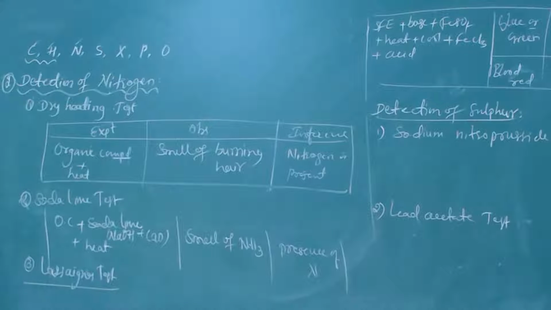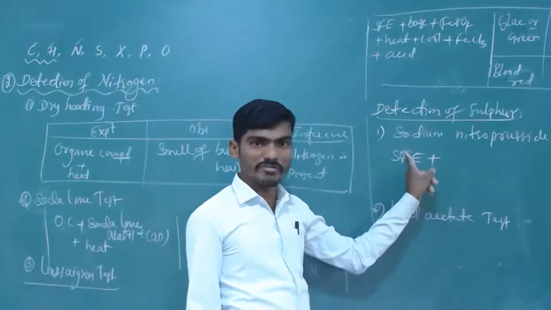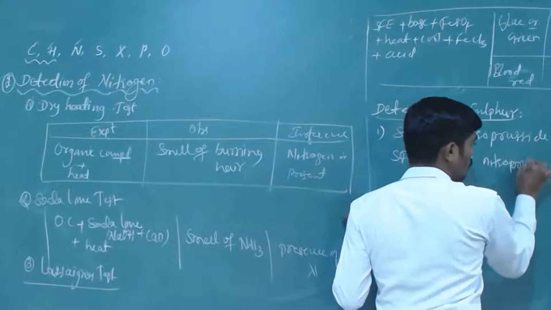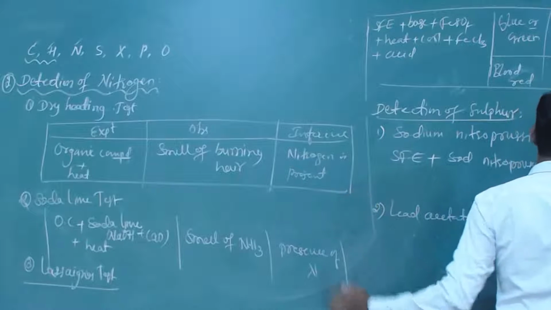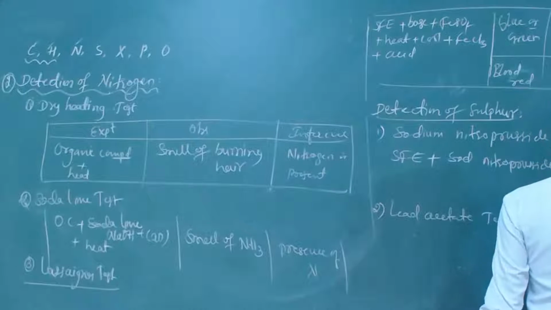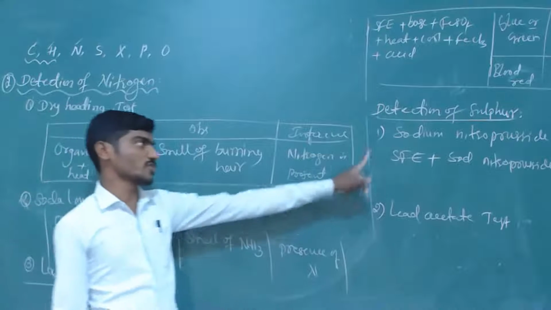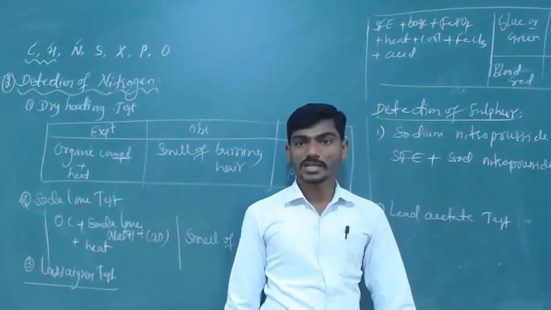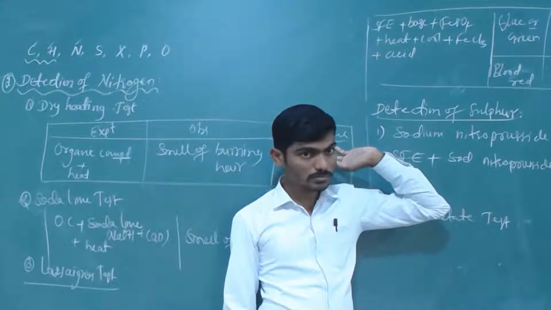Sodium nitroprusside gives violet color with sulfur. Here SFE, sodium fusion extract. To this sodium fusion extract, add a few drops of sodium nitroprusside. If it gives a violet color, this indicates the presence of sulfur. Sulfur is present.